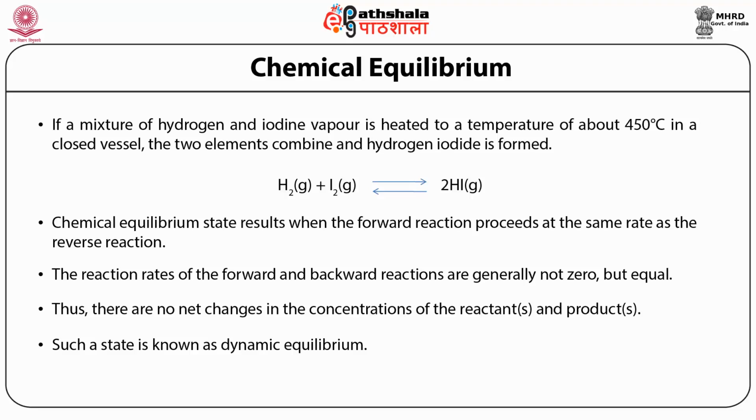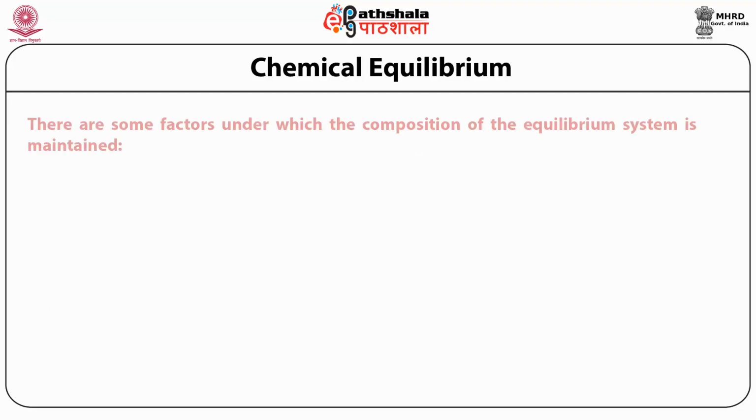It is found that after the elapse of sufficient time interval, all reversible reactions reach a state of chemical equilibrium. In this state, the composition of the equilibrium mixture remains constant provided that the temperature also remains constant. There are some factors under which the composition of the equilibrium system is maintained.